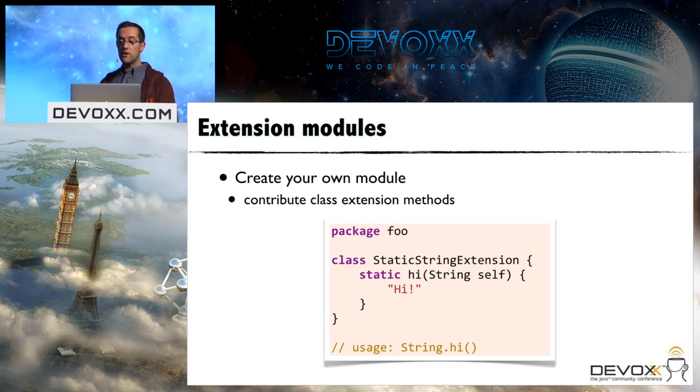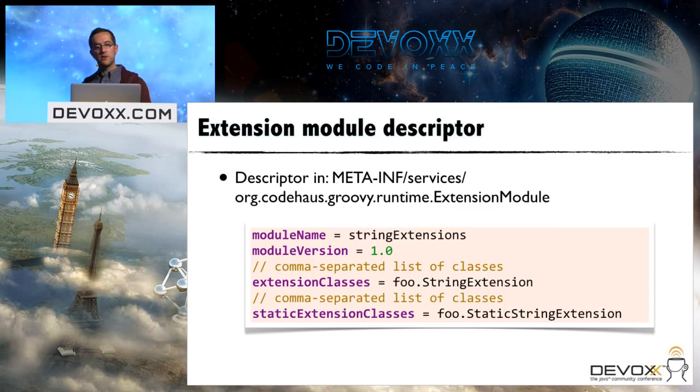And then you have to wire that in a descriptor. That's basically a properties file that you put in a special location. You can give a name and a version to your module, and you can define a list of extension classes for instance methods, and a list of static extension classes for static methods. So that's how you describe that. All our modules contain such a descriptor with some common extensions.